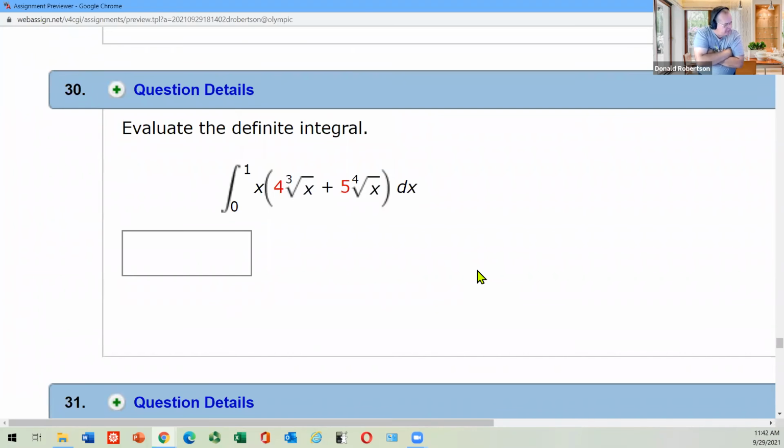That one's a thinker. Just tell me the method. How would you work with 30? What are you going to do with 30? Turn them into fractional powers and then distribute the x and power rule. Yep.